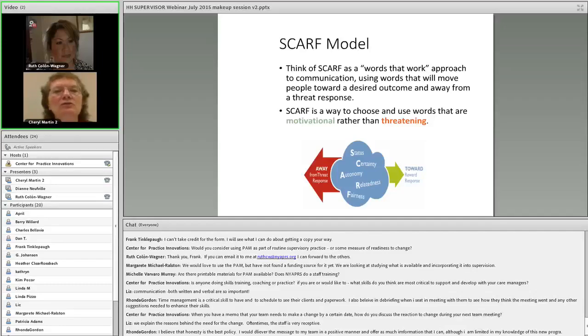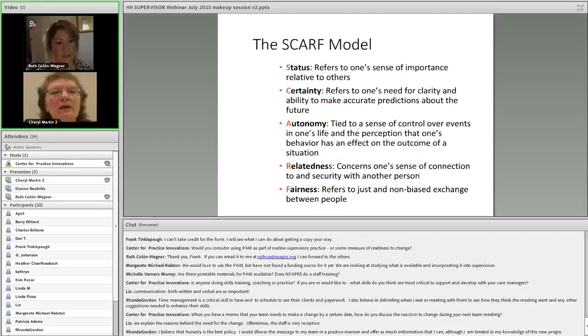That ability to use words that do not threaten people's view of who they are as a person, and do not threaten them from a perspective of bringing up their trauma response. It's a way to choose and use words that are motivational rather than threatening. And you'll see that cute little picture on the bottom there that demonstrates that.